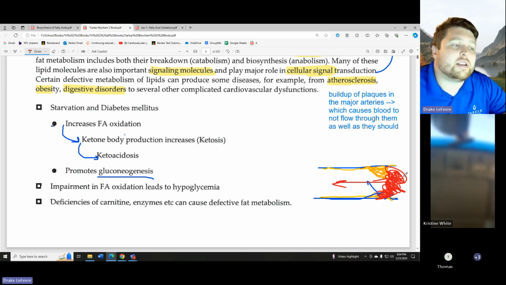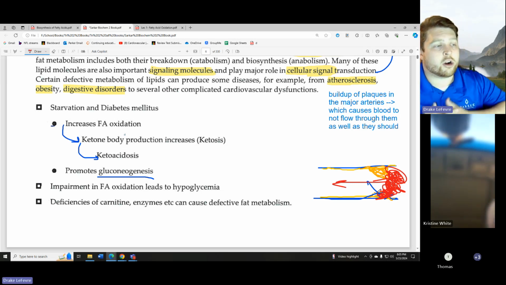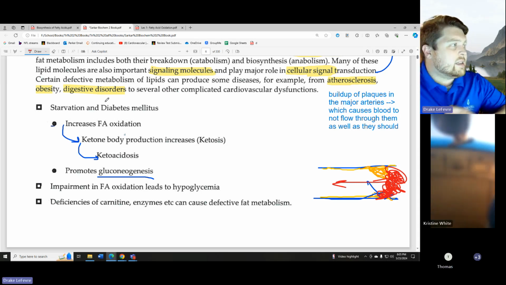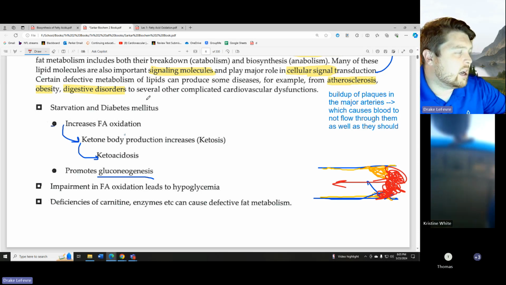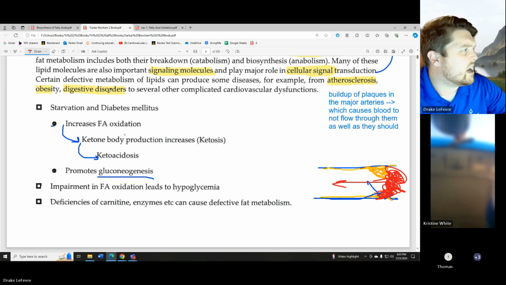Again, not for this course, but later on. Gen Path next trimester. What's it called? The physical diagnosis. You'll talk a lot about thrombuses and arteries and heart stuff. So this will come back a lot. Okay. So atherosclerosis, obesity, digestive disorders, to several other complicated cardiovascular dysfunctions. A lot of gallbladder issues.